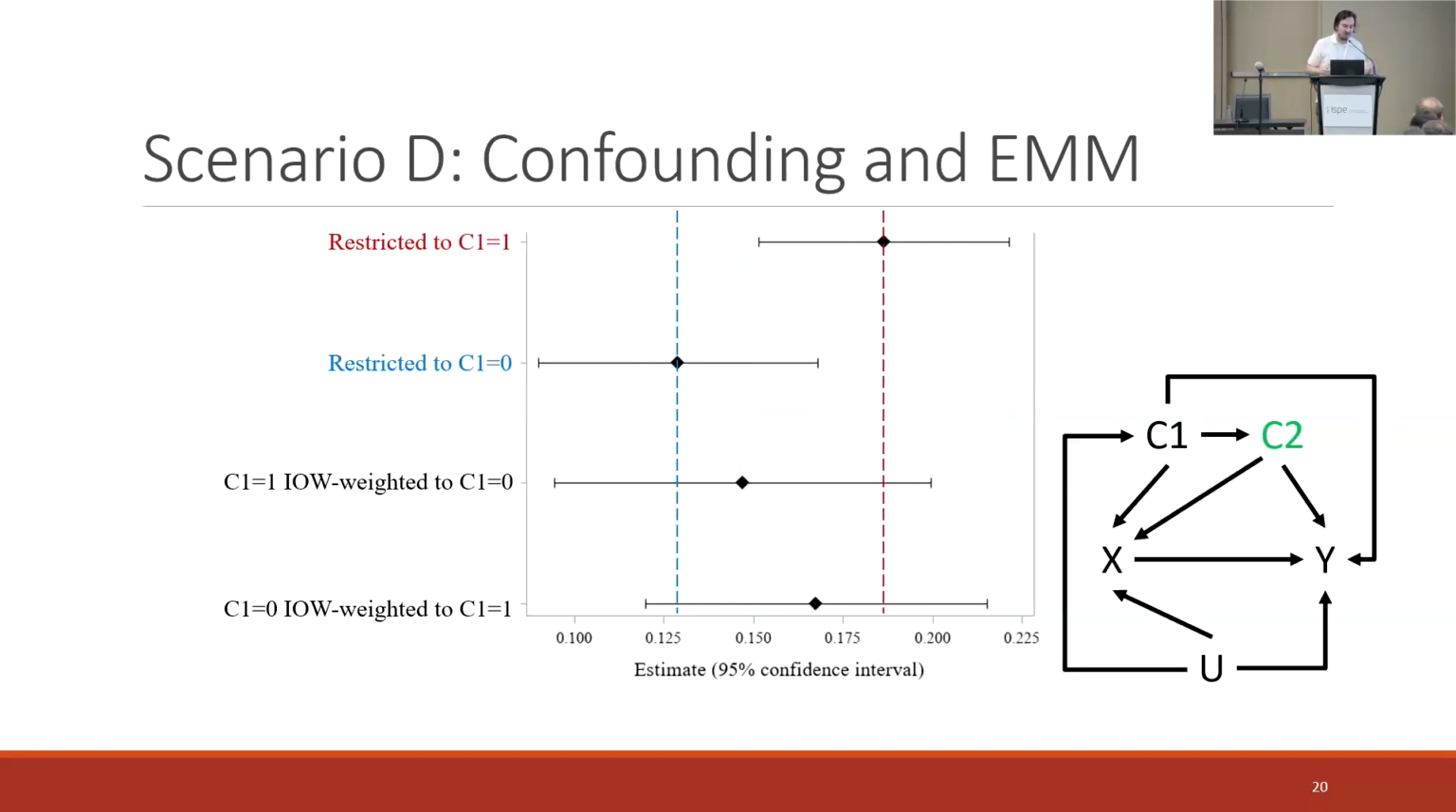And finally, there's kind of the worst case and probably most likely scenario of what happens when you have both of these phenomena going on. And in this case, you see that we don't get that perfect flipping that we saw before, but we do get some movement in both of these estimates. So both the C1 equals 1 stratum estimate and the C1 equals 0 stratum estimate move towards each other, essentially. They don't go all the way because there is still confounding, there is still some differences, but you see movement in these very specific ways.